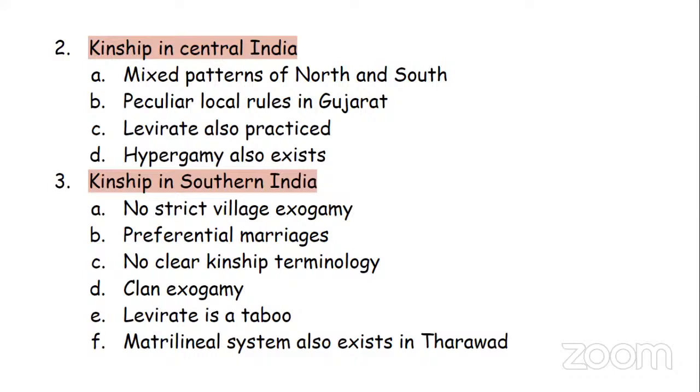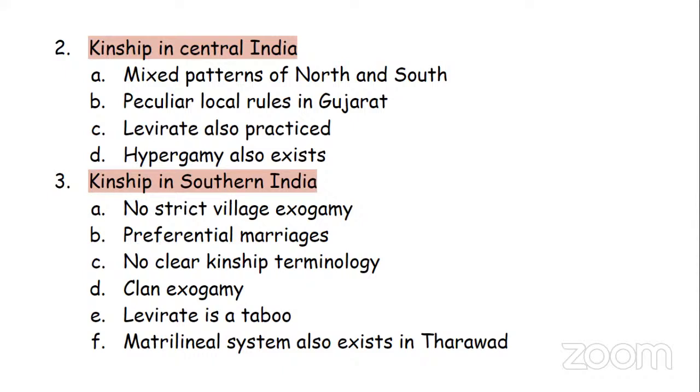Then kinship in southern India. There was no strict village exogamy. People could marry from within their own villages. So there was no strict village exogamy. There were preferential marriages. Like we said yesterday, we can find cousin marriages or parallel cousin marriages throughout southern India. So there were preferential marriages in South India.